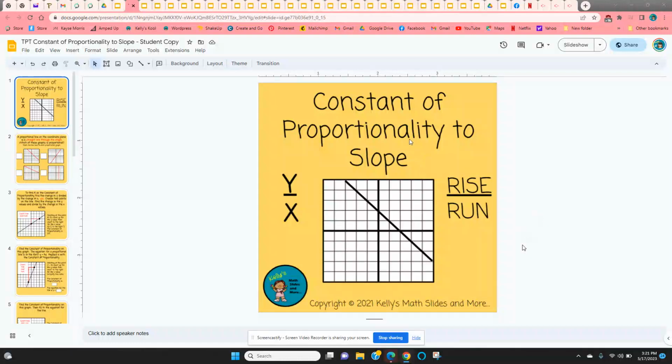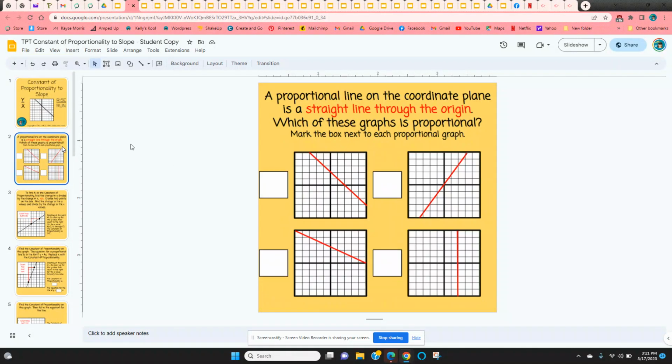Constant of proportionality to slope. This is a lesson that moves students from understanding the constant of proportionality for a proportional line to the slope of any straight line. So it starts out with a review. A proportional line is a straight line through the origin, and they're going to choose which of these graphs shows a proportional line. So it would be this one.